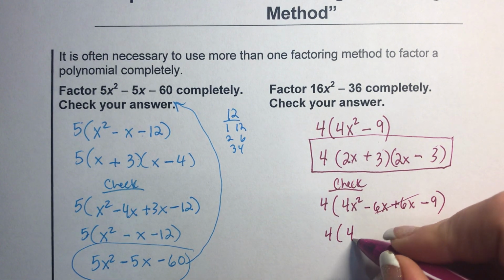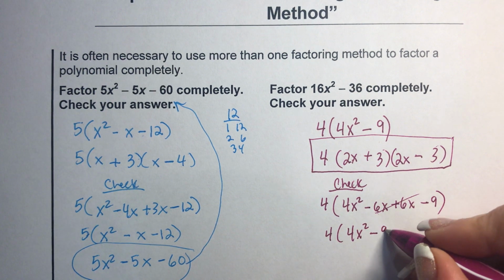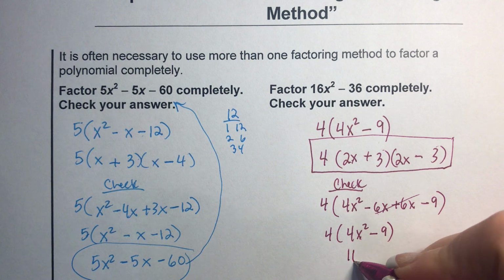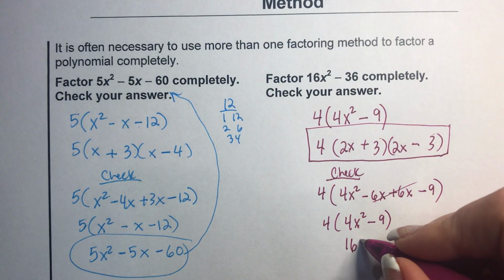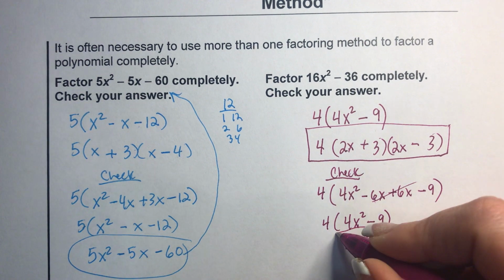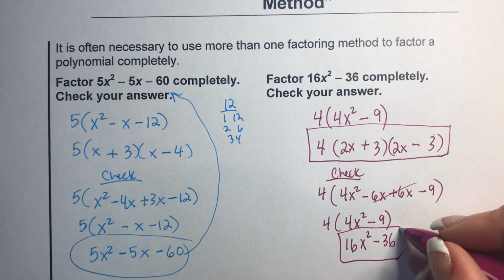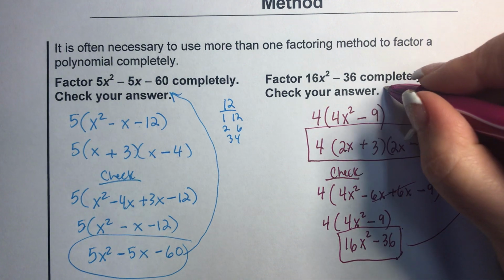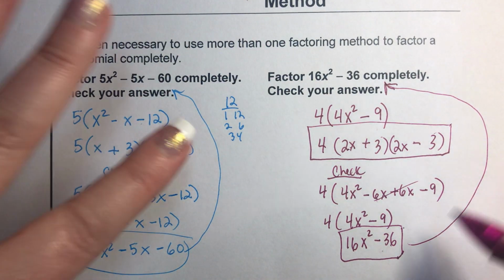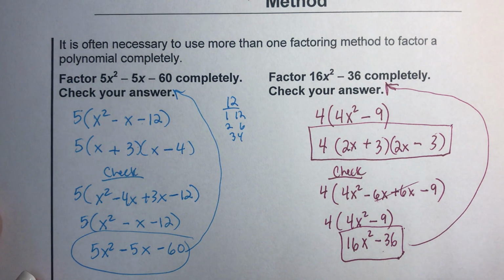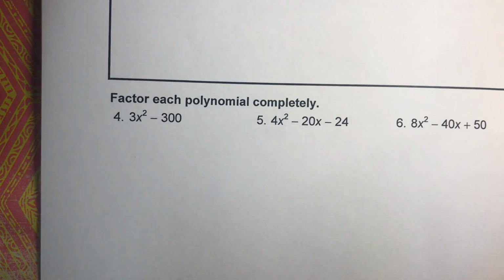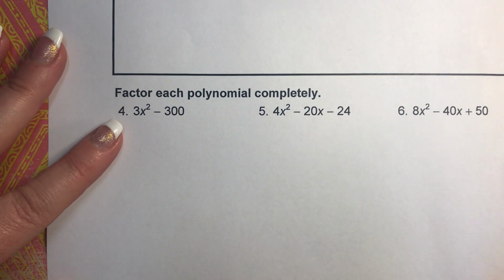And what do we have? 4x squared minus 9. And then we have to distribute this 4. 4 times 4x squared is 16x squared, and 4 times negative 9 is negative 36. So, is this the same as this? What do we have? 16x squared minus 36, and yes, it is correct. Woohoo!